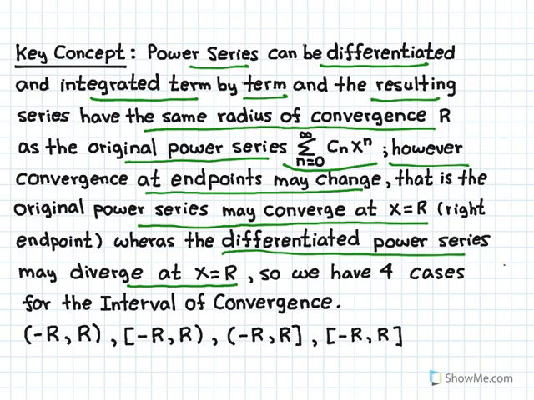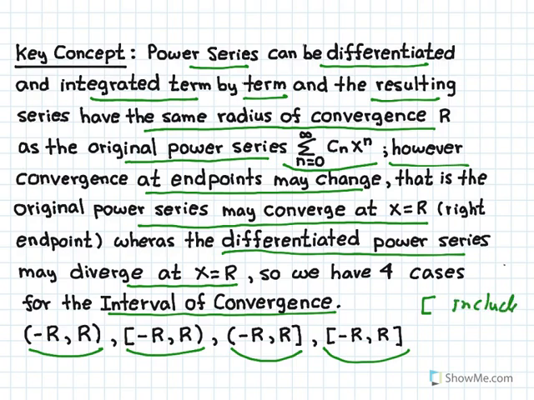So we have 4 different cases for the interval of convergence. We can have minus r to r, open brackets, that means we exclude both endpoints. The second case, we include the left endpoint and exclude the right endpoint. The third case, we exclude the left endpoint and we include the right endpoint. And the fourth case, we include both endpoints. Recall a closed bracket means include, and open bracket means exclude.